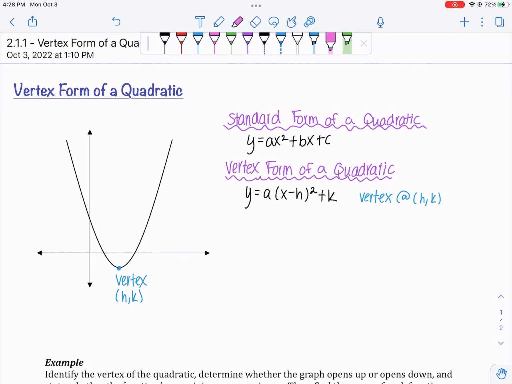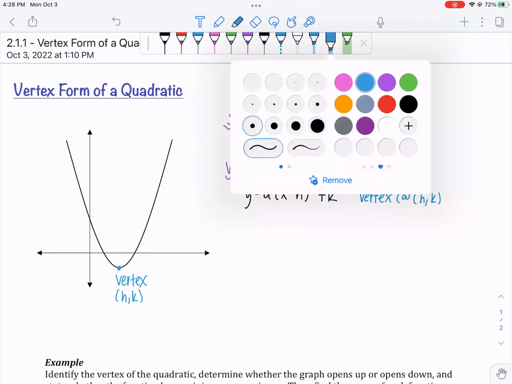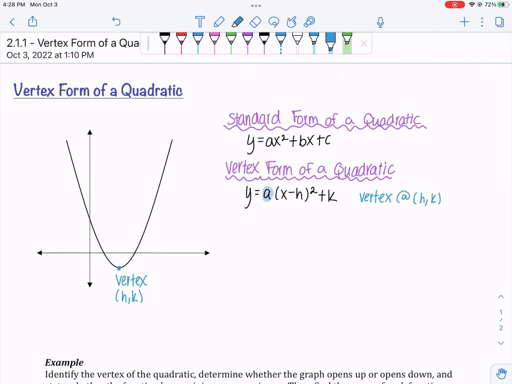This value out front, the a value, is the same in either form. You can always change something from standard form into vertex form and the reverse direction, so this a value is the same either way. This a value tells us if our parabola opens upward or downward. If that a value is positive, then the parabola is going to open up.